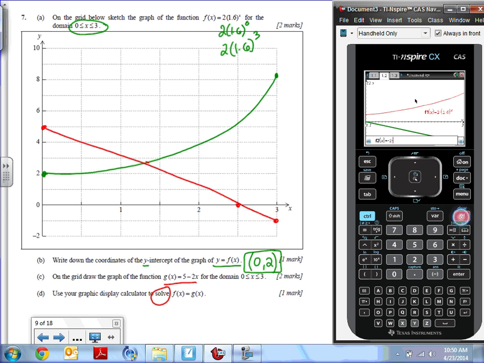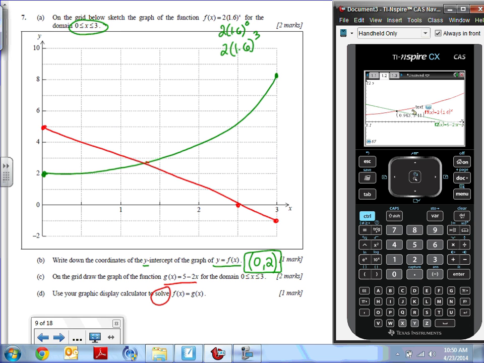Typed it in, down to 5. Let's fix that. So 5 minus 2x. Graph it. We're going to look for the place where these two things intersect. The calculator will get it for you. Go to Menu, Analyze Graph here, Intersection Point. Click once on the left and once on the right.